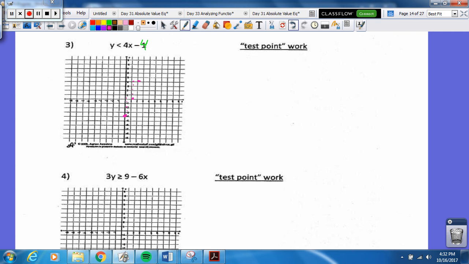Okay, so dotted or solid? Oh, right there. That means I'm dotted. Dot, dot, dot. No solutions along that line. Okay, test point. Plug in 0, 0.